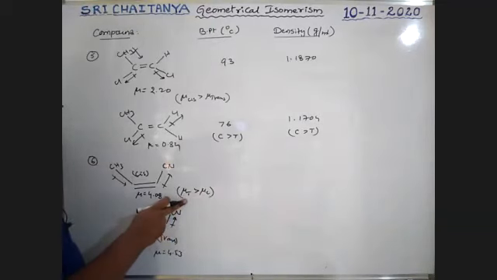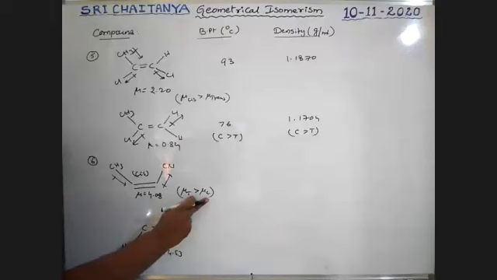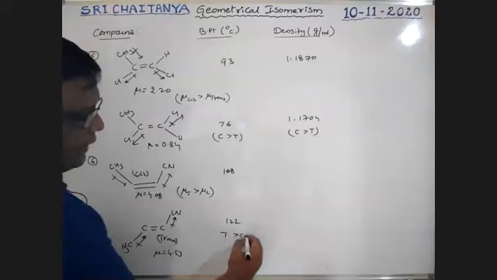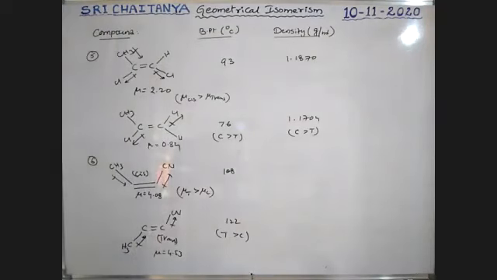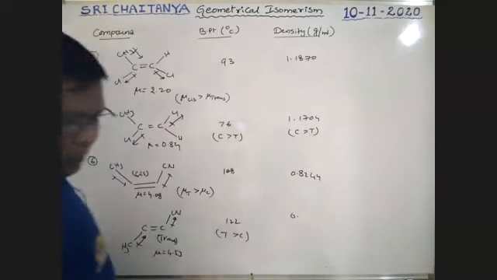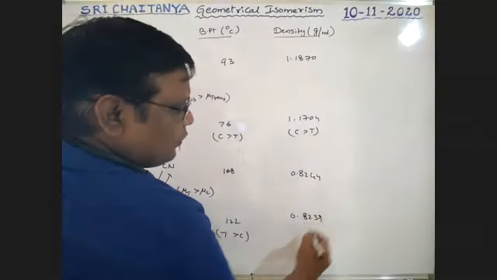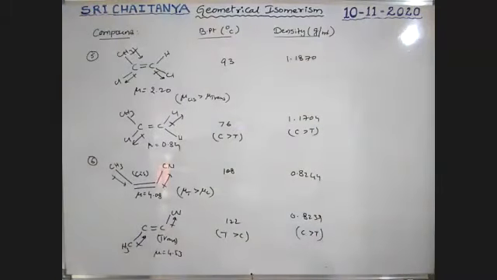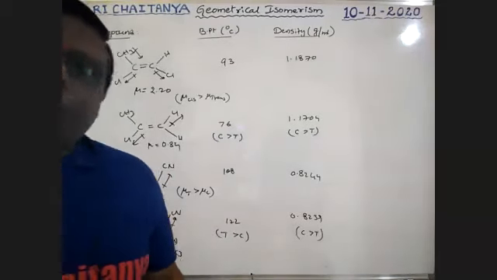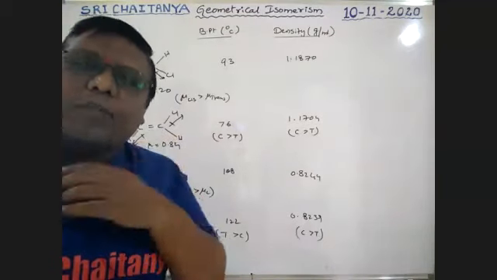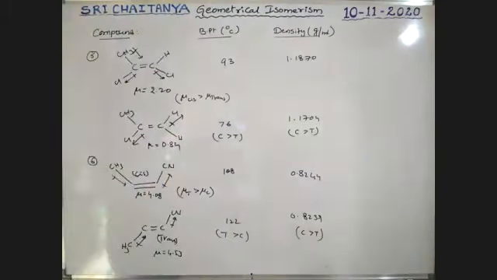Therefore, the boiling point of trans is greater than the boiling point of cis. Its boiling point is 108, and its boiling point is 122. So here trans is greater than cis in boiling point. Next, density values: 0.8244 and 0.8239. So cis is greater than trans. So boys, boiling point is directly proportional to dipole moment. Please keep in mind, more dipole moment, more polarity, more is the boiling point.